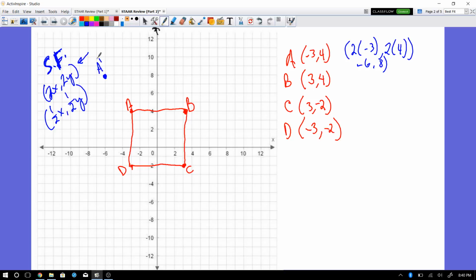Or you could just simply look at it and go, I'm just going to double everything that I've got. 3, 4 would end up being 6, 8. So 6, 8. There's your B prime. You can see here that this has gotten bigger. That's a good sign that we're doing an enlargement. 3, -2 should be 6, -4. And -3, -2 should be -6, -4.